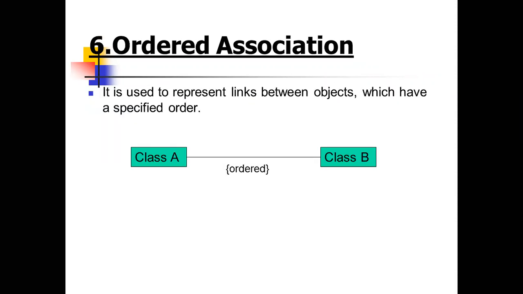Then the sixth one, ordered association. What is ordered association? It is used to represent links between objects which have a specified order. Whenever we have a specified order for the objects, we can use ordered association. Like this, these are two classes with an ordered relationship, or ordered association.